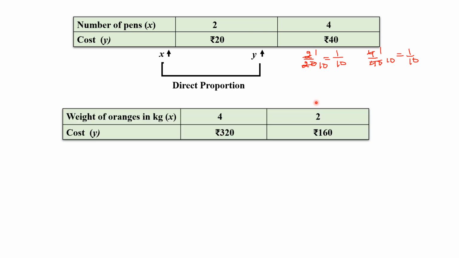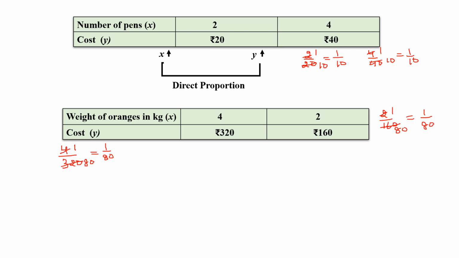Now see the next scenario. Weight of oranges I have assumed as X and their cost as Y. So here I have seen when the weight of oranges was decreasing, their cost also decreased, isn't it? Now let's find the ratio of the weight of oranges with respect to the cost. So when I am finding the ratio of 4 and 320, I am reducing it: 4 times 1, 4 times 80. So here it is 1 by 80. Same way, if I find the ratio of 2 by 160, this is also 2 times 1 and 2 times 80. Here also my ratio is 1 by 80.